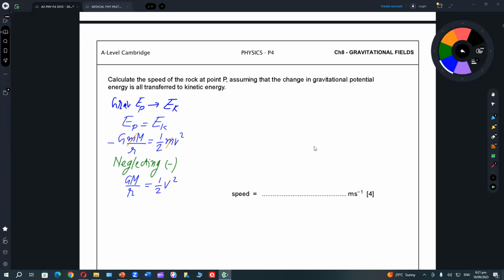In this chapter, remember this concept that in this chapter we always have to consider r as the separation.